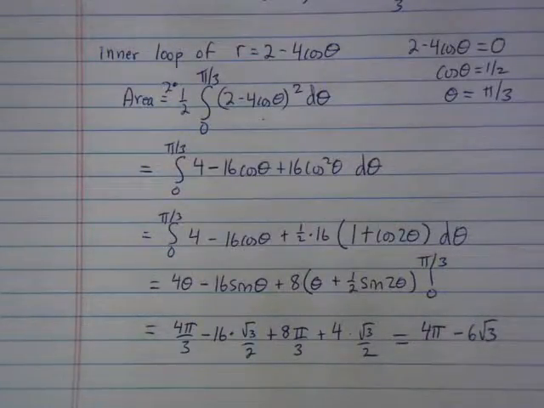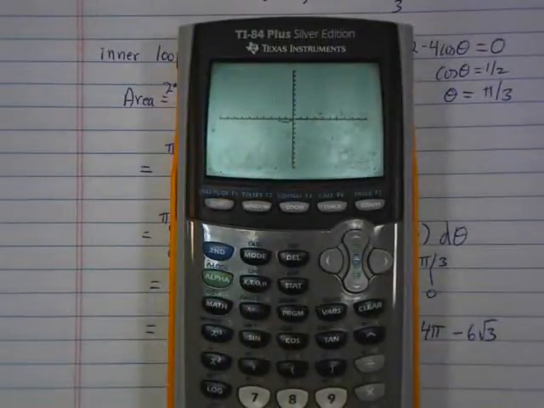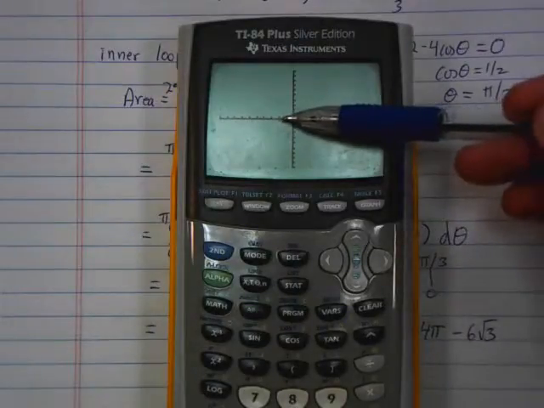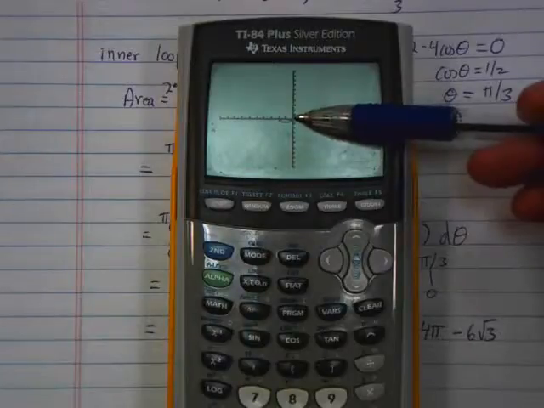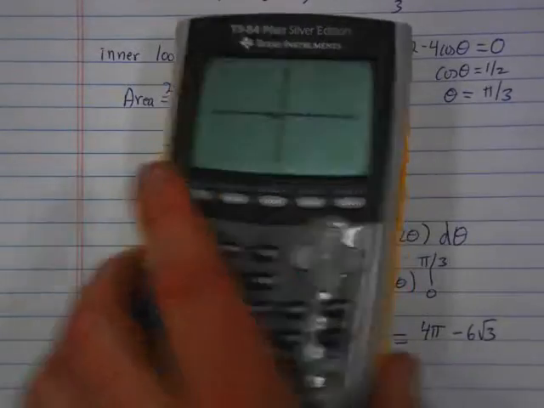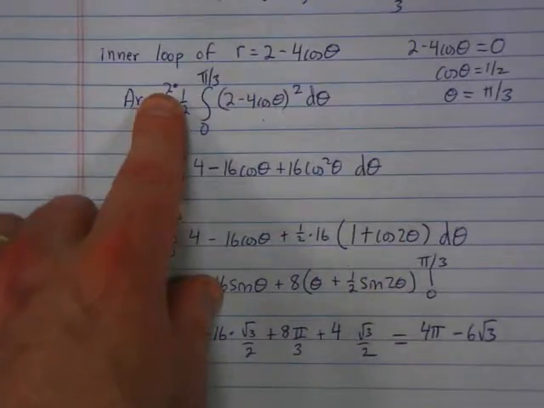Questions on that? Why did we get rid of the 1/2 in the beginning, times the 2, the first step? Because by going from 0 to pi over 3, I only found the bottom half of the inner loop. So I needed to double it to get the total answer. That's why we multiplied by 2 way back at the beginning.